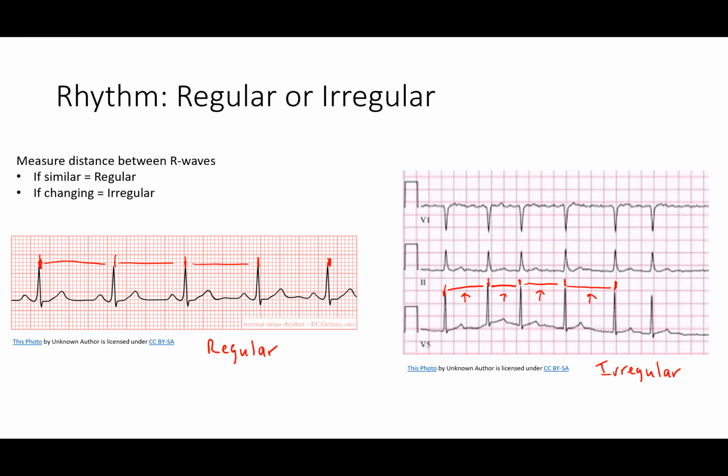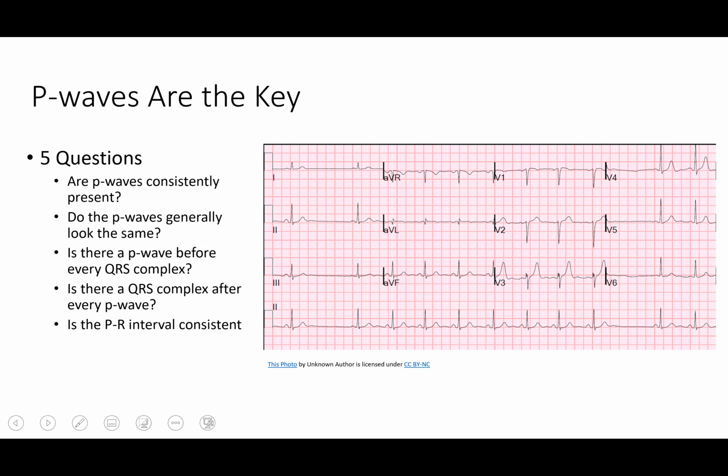And that's really the first step, because when we break up different types of rhythms, they're going to be based on whether they are regular or irregular. And then from there, we can look at some other patterns. Once you determine if it's regular or irregular, the next question really is about the P waves. So you want to ask yourself 5 questions about the P waves.